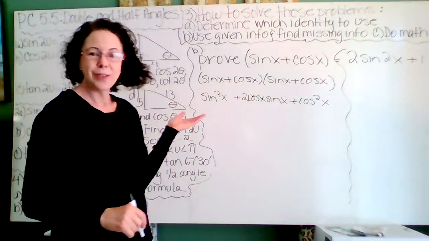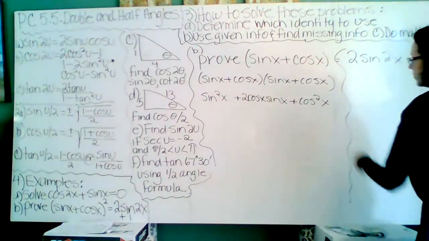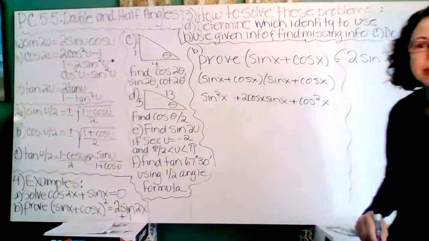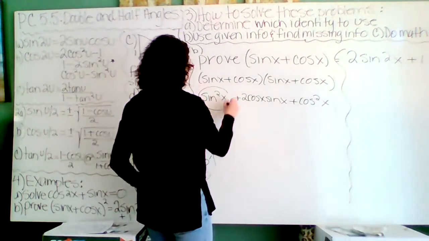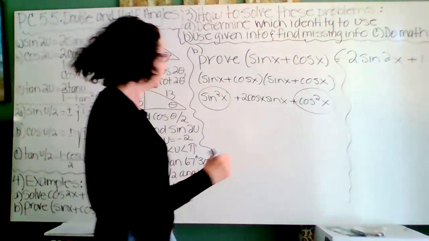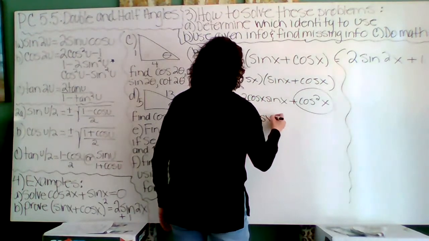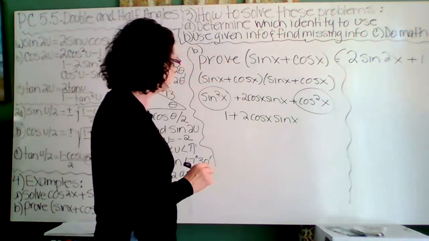Now, take a look here. My 2 sides will never be equal if I have single angle here and a double angle here. And so I have to do something. But what I'm going to do is keep going on the left, because here's what I see. I see that sine squared plus cosine squared is 1. And I have 1 plus 2 cosine of x sine of x.